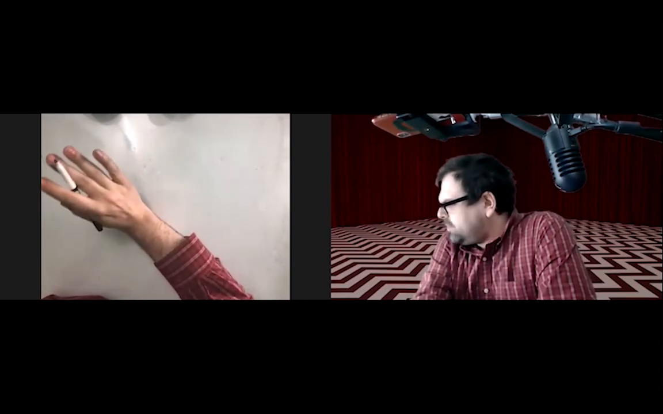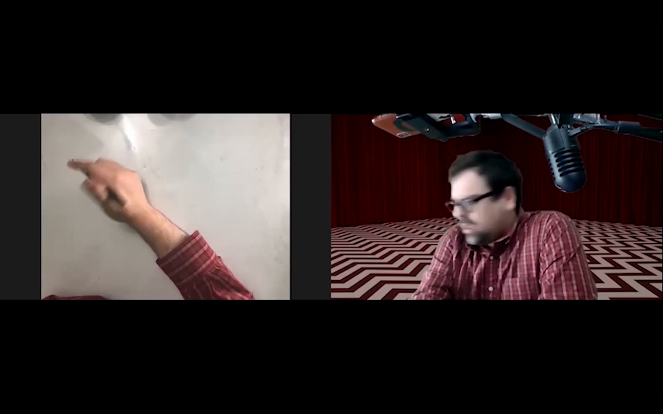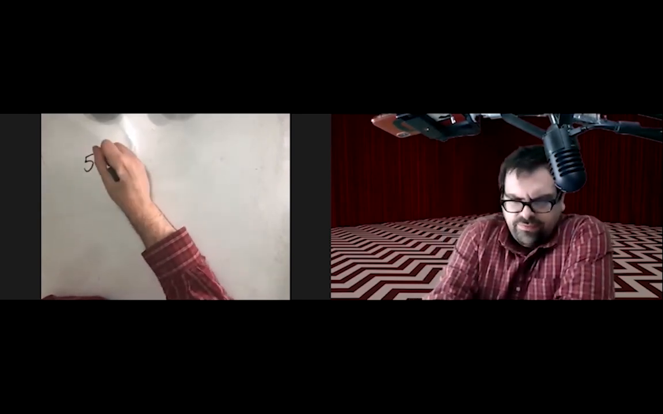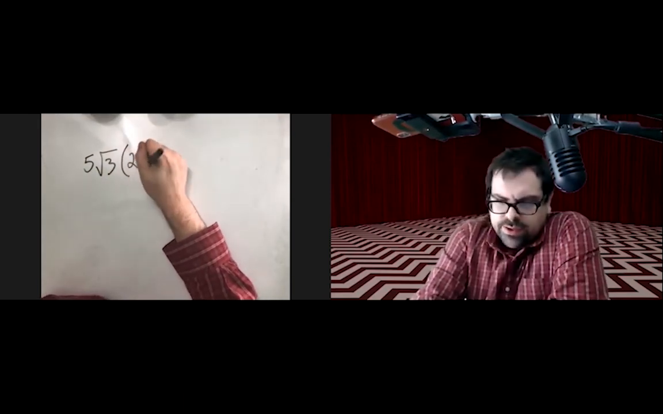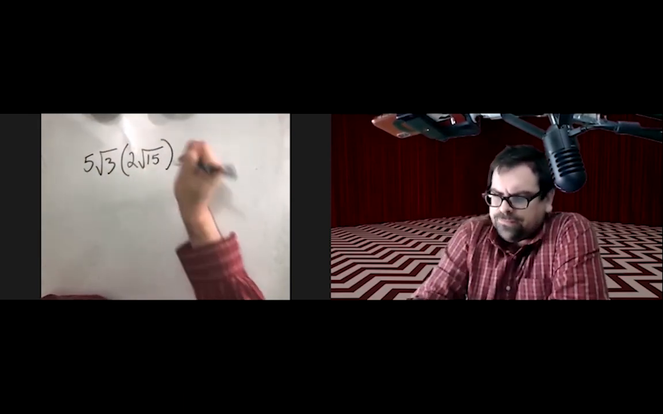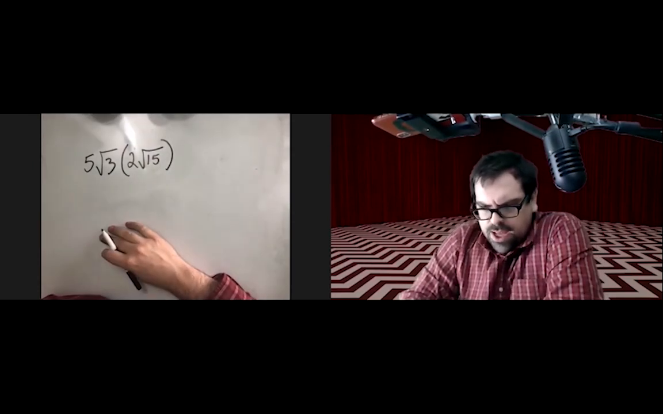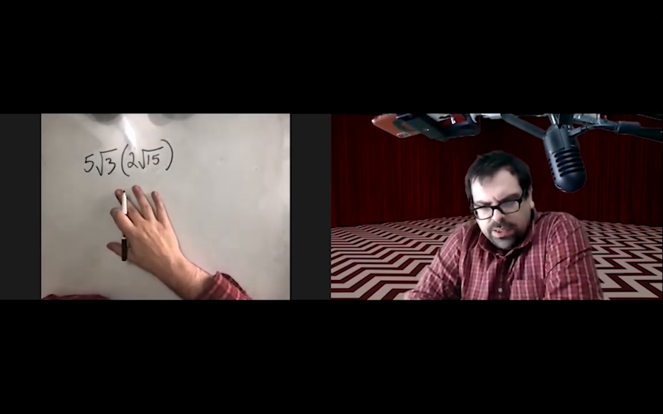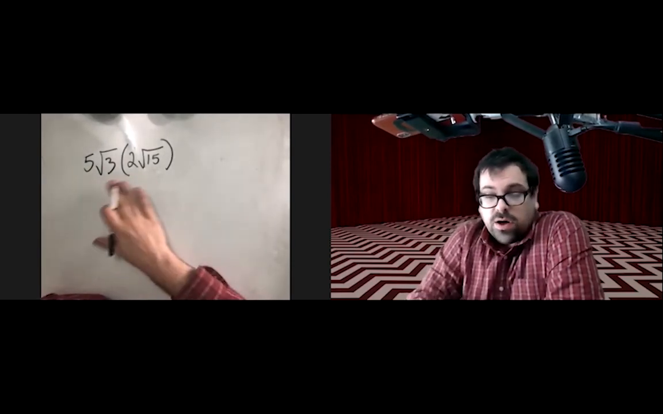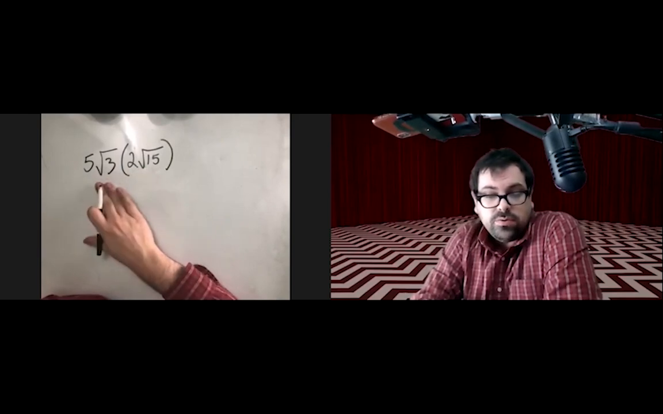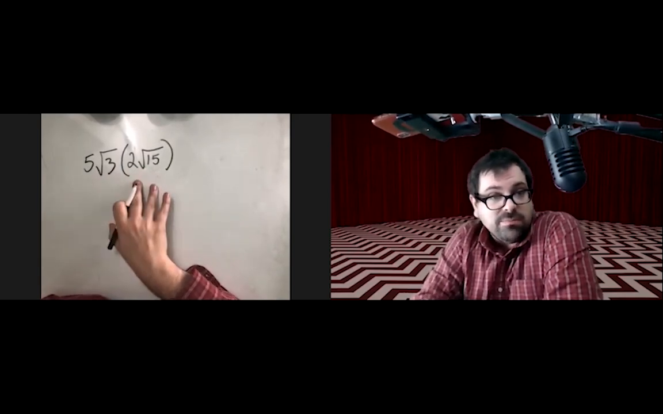Let's do one more before we bring an x in. Let's do something in this form: 5 radical 3 times 2 radical 15. Just to point out that these are two simplified radicals being multiplied together.